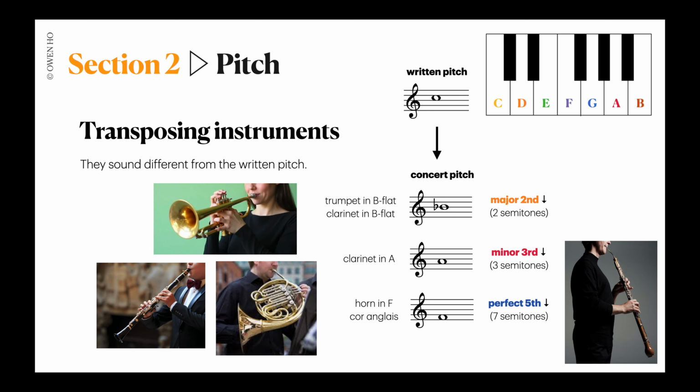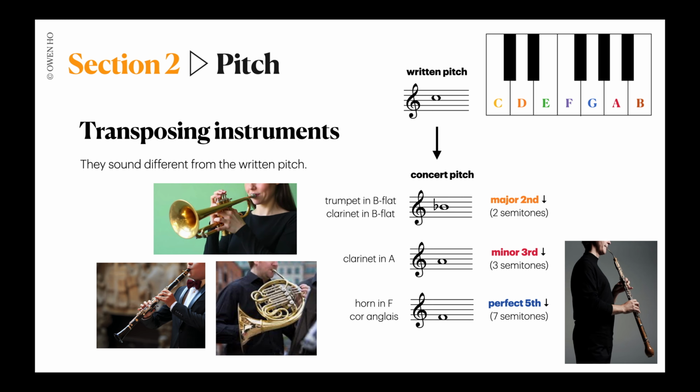So, all in all, when a transposing instrument sees a written pitch, when they play it, they will make a different sound, and this depends on their type. For example, trumpet in B flat and clarinet in B flat, they sound 2 semitones lower, and the clarinet in A sounds 3 semitones lower, and the horn in F and cor anglais sound 7 semitones lower, and all of these pitches that are different from the written pitch are typically called the concert pitch, or sometimes the sounding pitch.